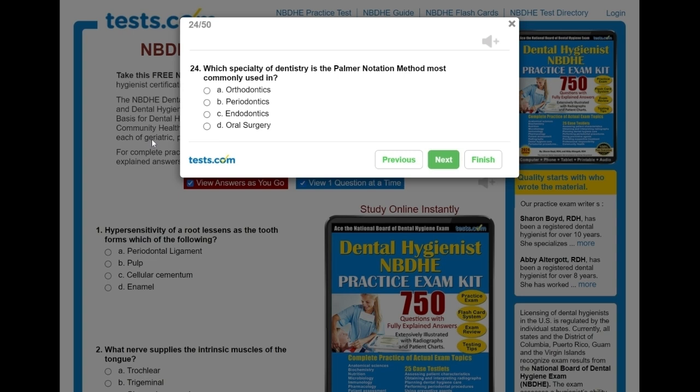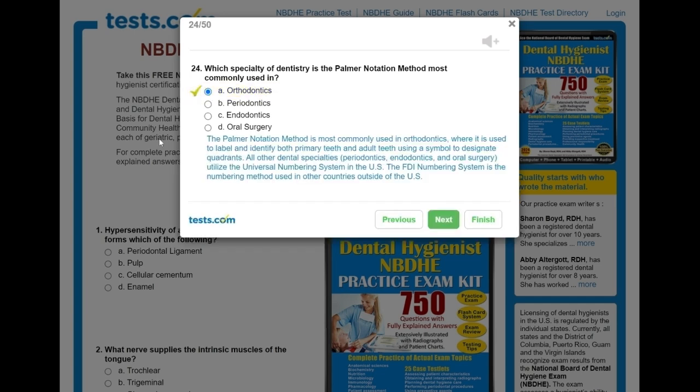Question 24. Which specialty of dentistry is the Palmer notation method most commonly used in? A. Orthodontics. B. Periodontics. C. Endodontics. D. Oral surgery.